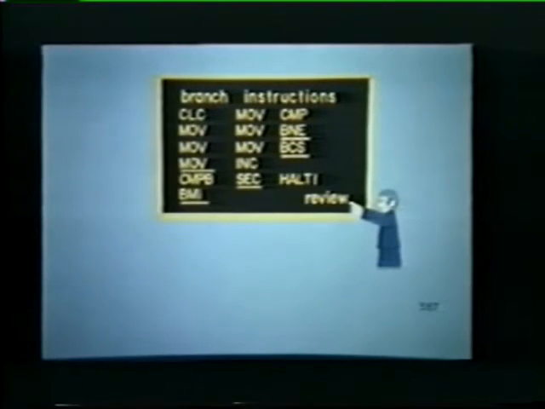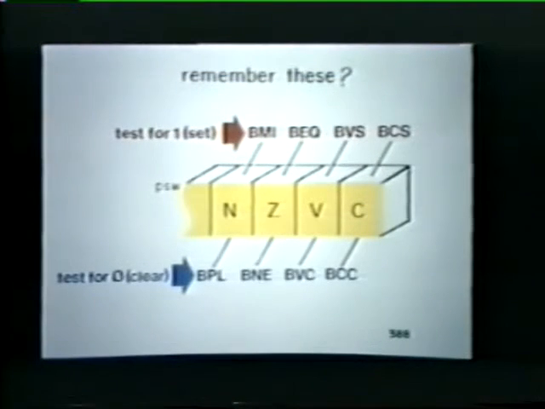We've spent so much time discussing the intricacies of the program that by now you may have forgotten the branch instructions themselves, unless we've just happened to use them in the program. Let's take a second to review what branch instructions you've learned. Remember these, the 8 branch instructions that we discussed earlier? 4 were used to test the 1 or set condition of the 4 condition code bits in the PSW, while the other 4 were used to test the 0 or clear condition of these 4 bits.